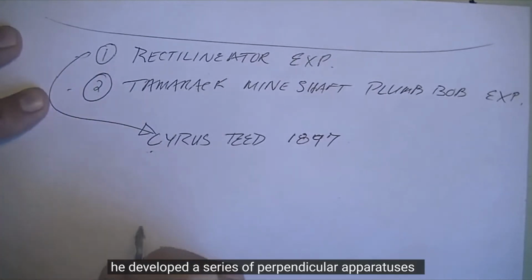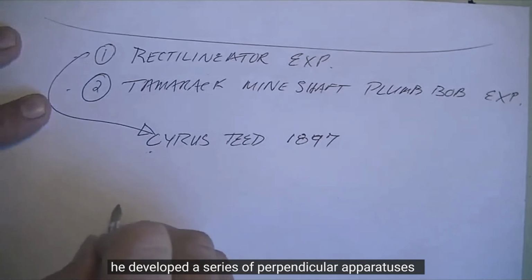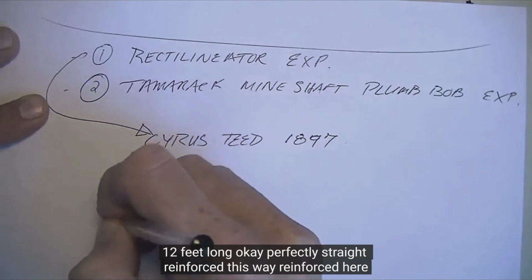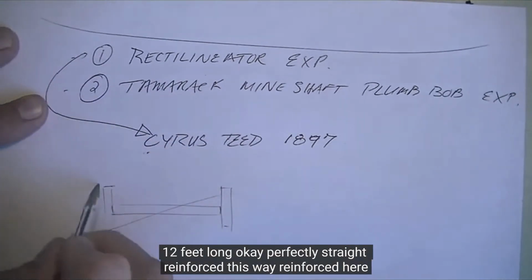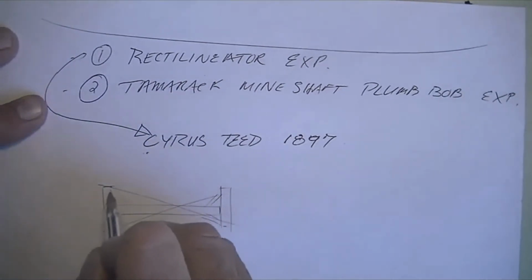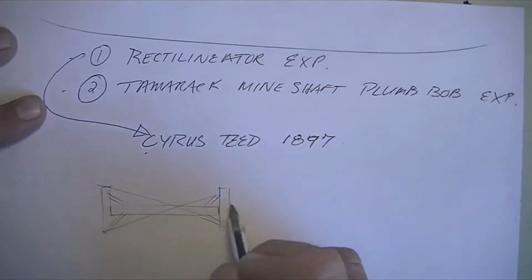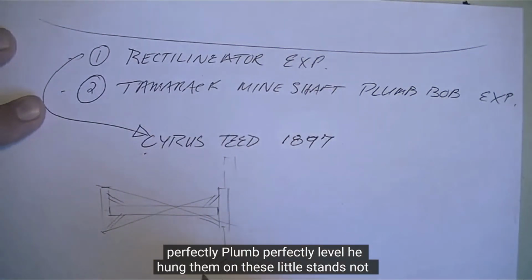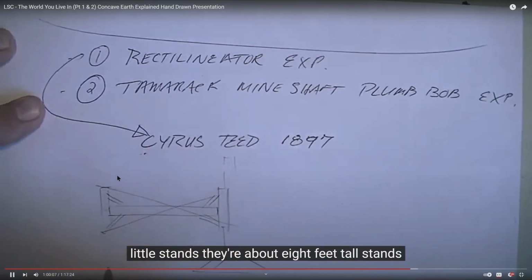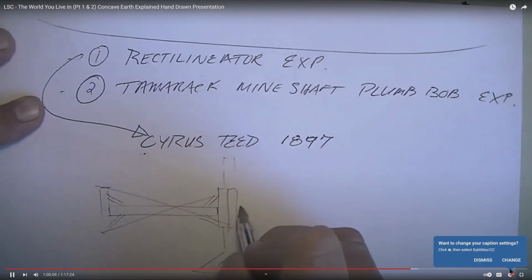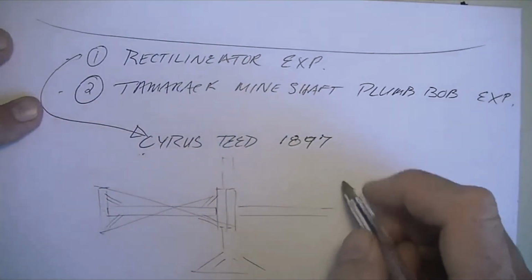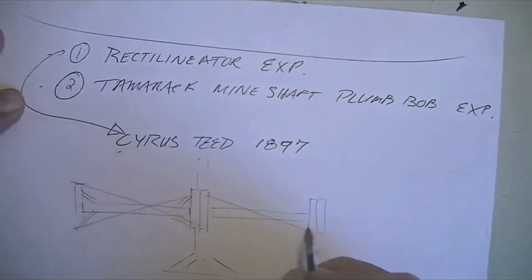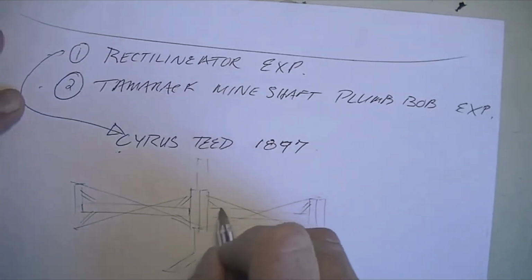He developed a series of perpendicular apparatuses, 12 feet long, perfectly straight, reinforced this way and here, perfectly plumb, perfectly level. He hung these rectilineator bars on stands about 8 feet tall. It's a very accurate experiment.